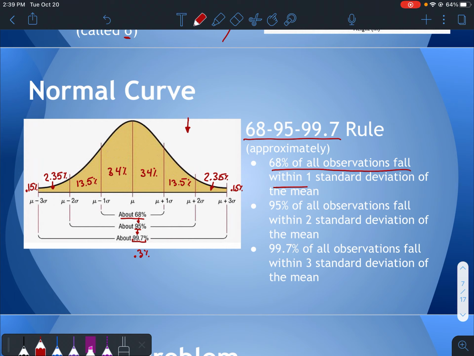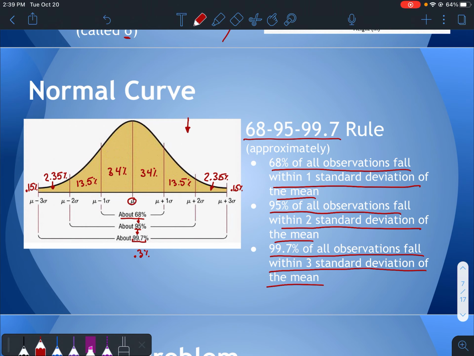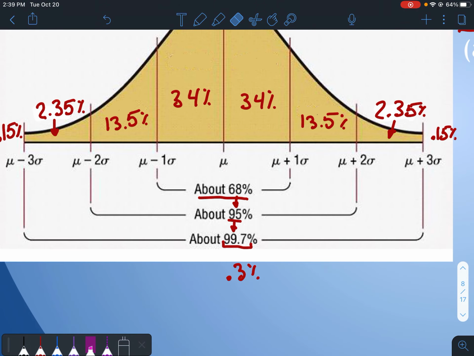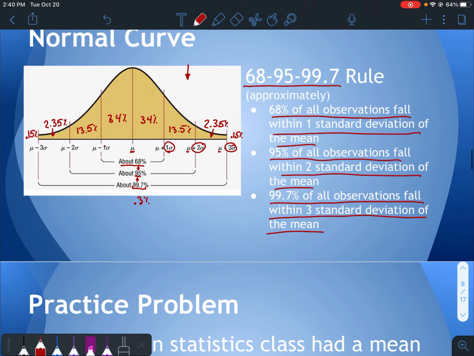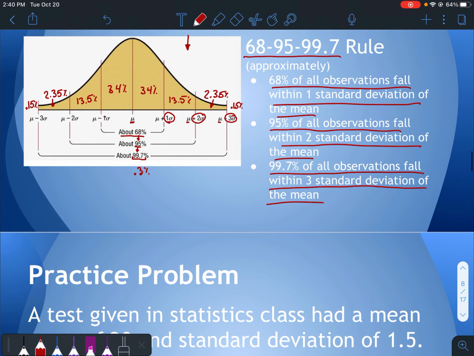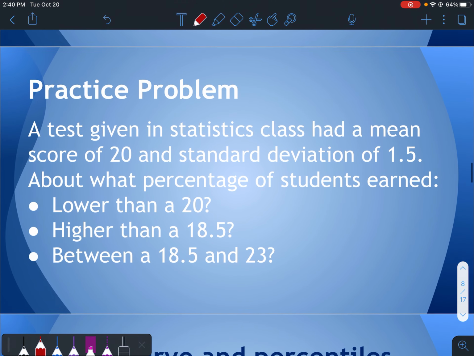So this information right here: 68% of all observations fall within 1 standard deviation of the mean, 95% of observations fall within 2 standard deviations of the mean, and 99.7% of all observations fall within 3 standard deviations of the mean. So how do you denote that? Mean is mu, and 1 standard deviation, so we're at mean mu. We're going 1 standard deviation above, so we add 1 standard deviation. Here we're at the mean, going 2 standard deviations above. Here we're at the mean, going 3 standard deviations above. So keep these things in mind as we go through. We'll do a practice problem here that shows you how things work out.